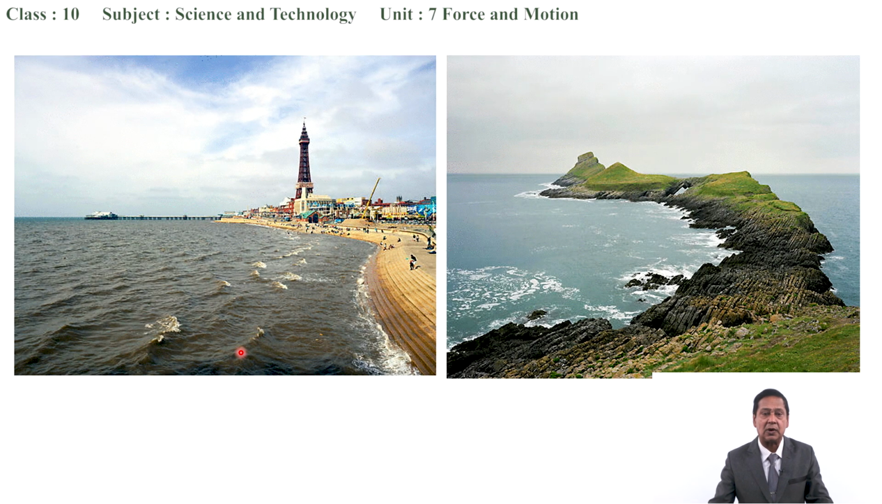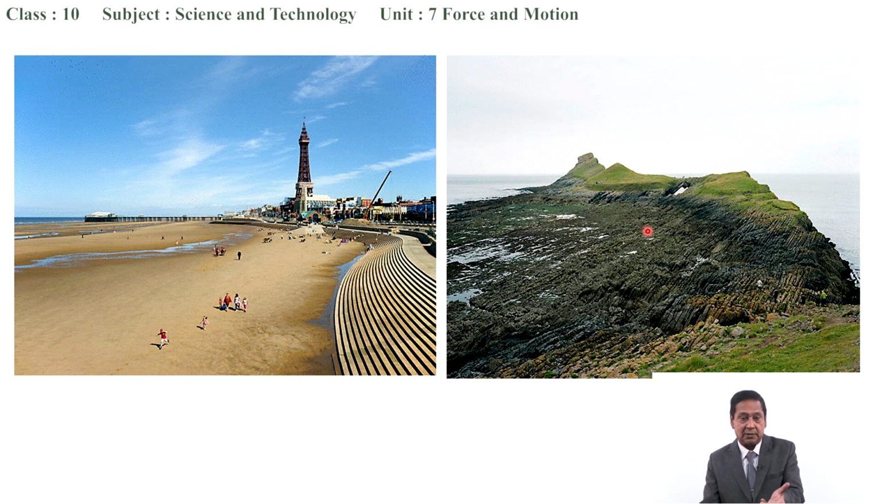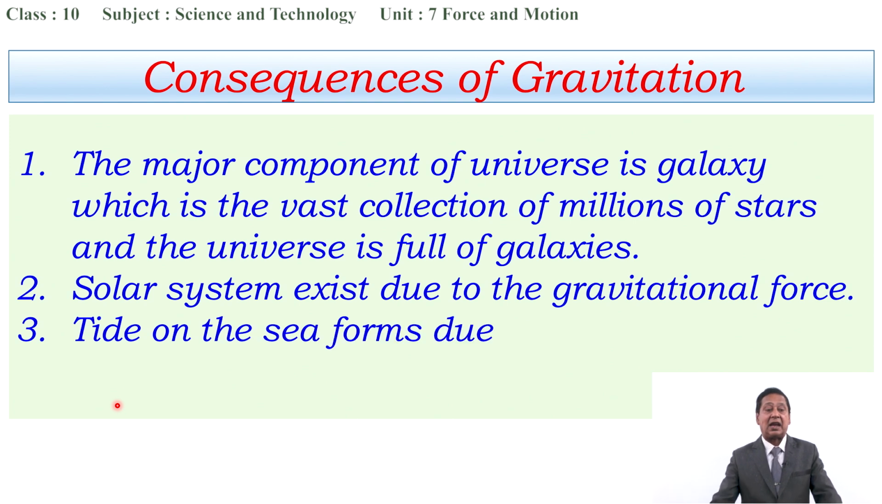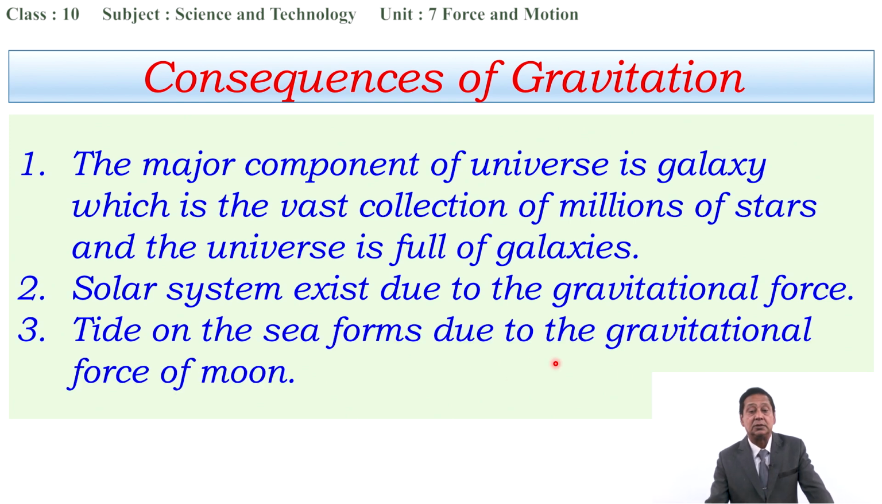And another place also I want to show here. Here we have a lot of water, here a less amount of water. During high tide, water fills up the space and during low tide, water goes down. This consequence is of what? Gravitation. Gravitational force of the moon. And we can conclude that the tide on the sea forms due to the gravitational force of the moon.